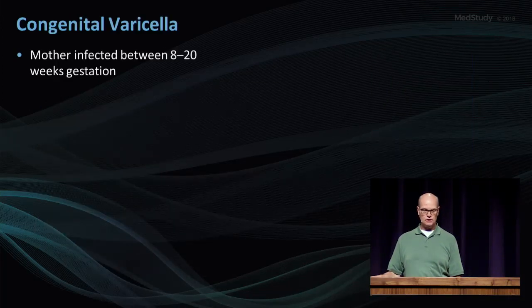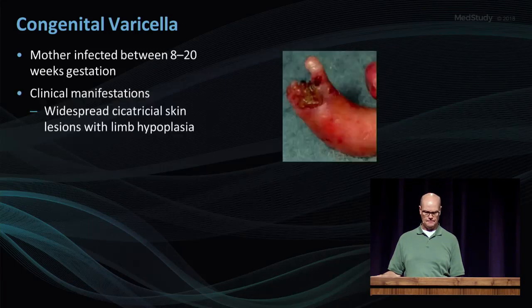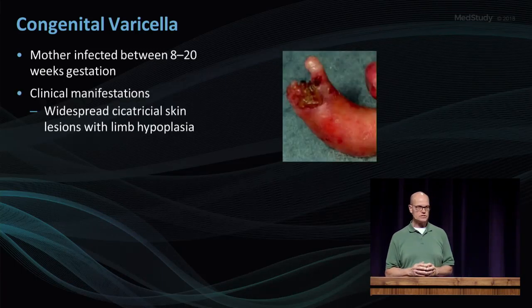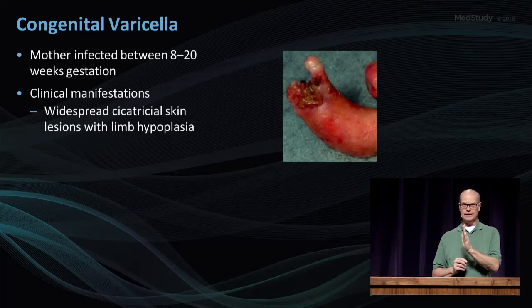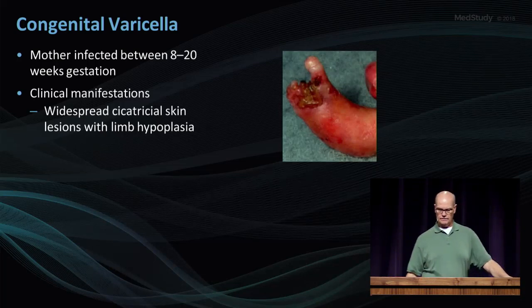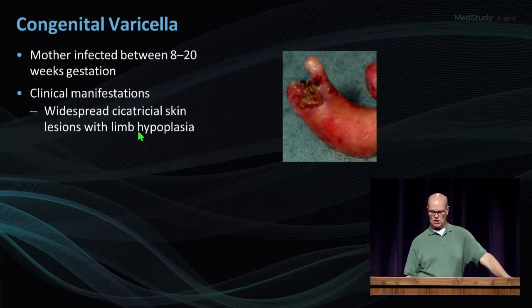Complications of varicella include congenital varicella. This is the most common other in the TORCH acronym, and there is widespread scarring with limb hypoplasia and some destruction because of the size of the scars.